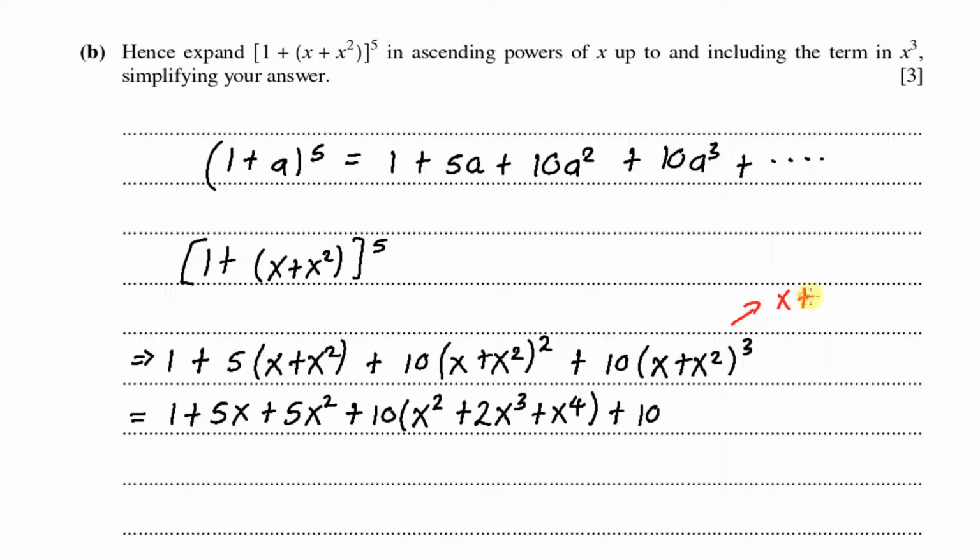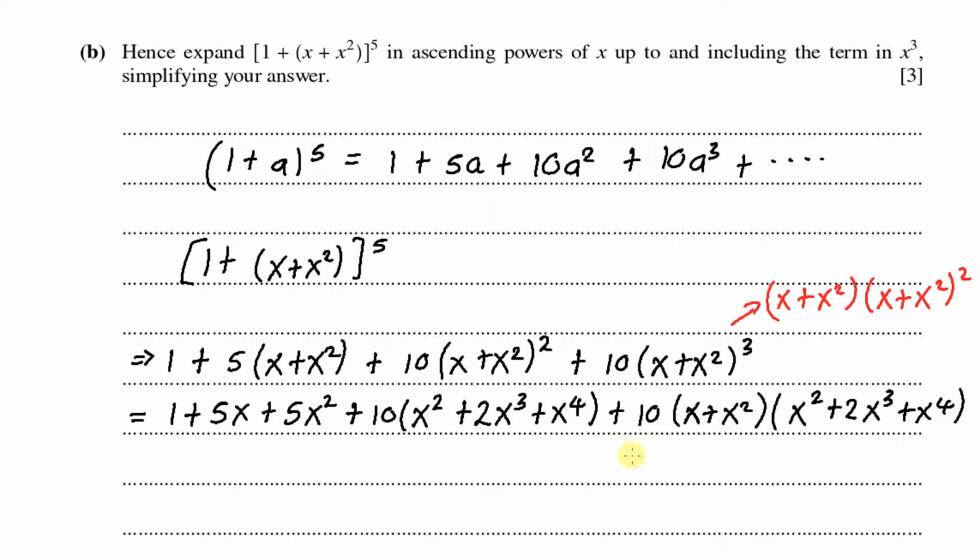This part is x plus x squared of x plus x squared squared. That's the same as x plus x squared cubed. So I can do it this way. I can say that's 10 of x plus x squared bracket, and x plus x squared squared is what we've already obtained here, which is x squared plus 2x cubed plus x to the power of 4. So this is what we have.